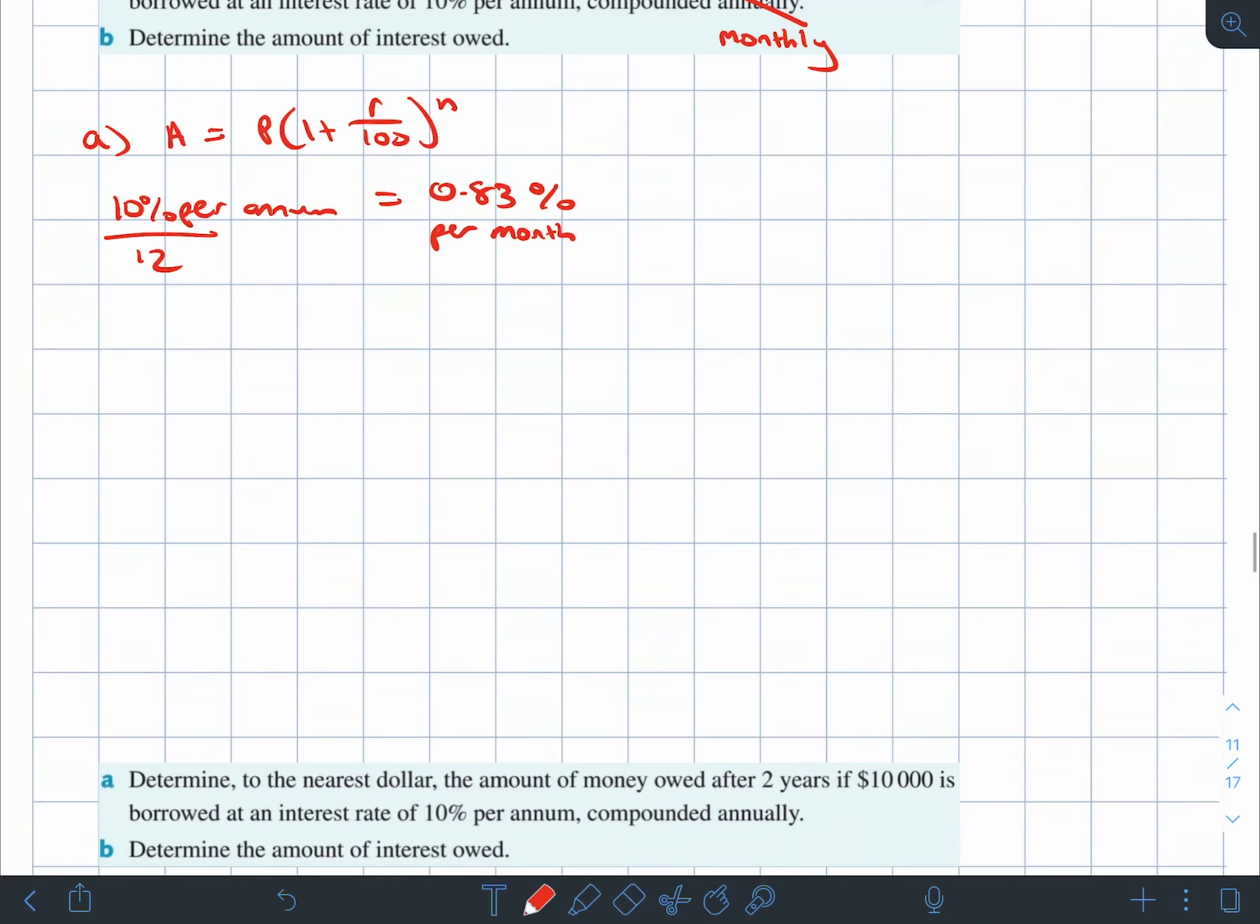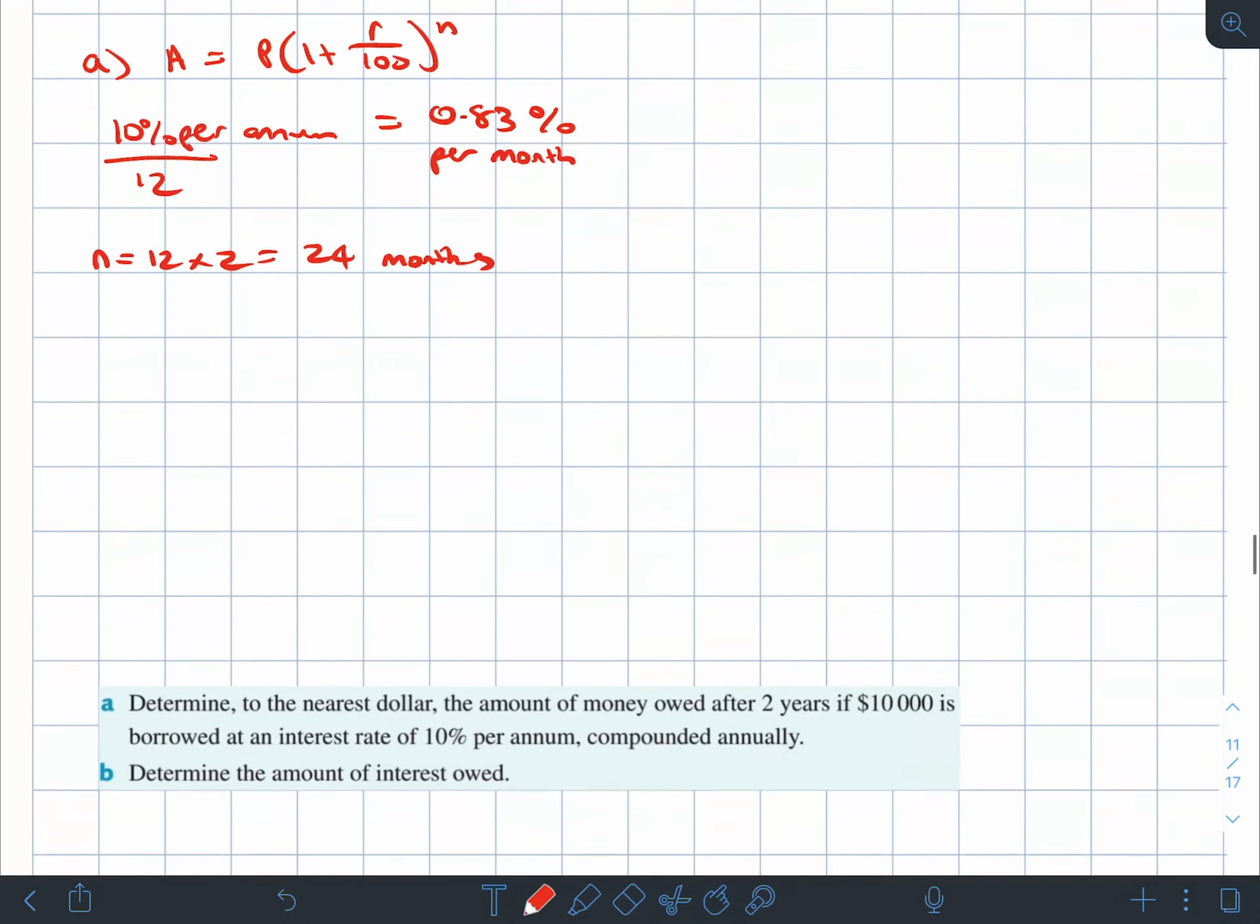Okay. We also need to figure out how many compounding periods, because if we're doing it every month, we're not doing it twice. We're doing it once a month over 2 years. So that's 12 months in a year times 2, 24 months. Okay. So now we can do this. We've still got $10,000, but now using the other interest rate and to the power of 24. And that gives us that amount there.